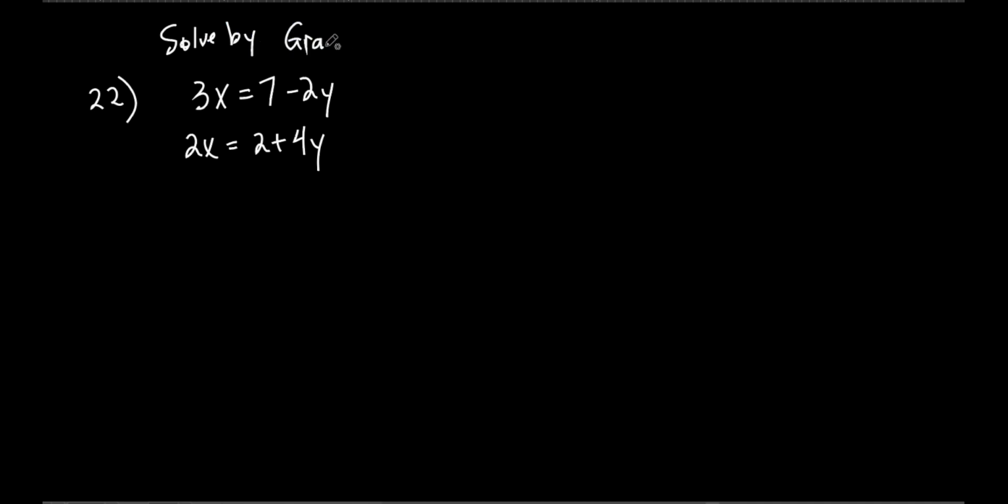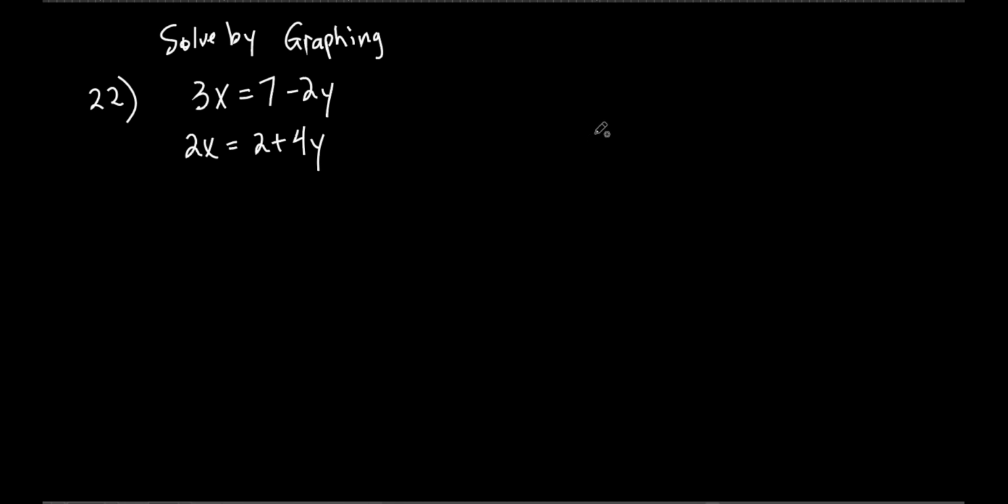But 3x equals 7 minus 2y, and 2x equals 2 plus 4y. And this says to solve by graphing. I give you a graph on the quiz, a little empty graph paper, so that you can graph right on the quiz and you can be very accurate.